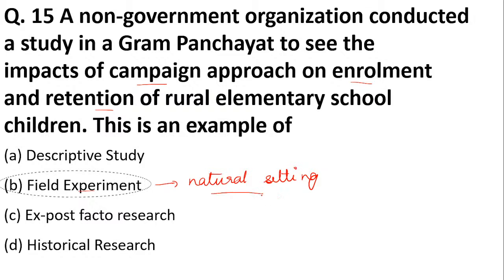Okay, a very good example is effect of earthquake. After earthquake happens, you might have seen the effect of earthquake. So that is an example of field experiment. So here you are keeping the natural setting. It should be B only. Okay, field experiment.